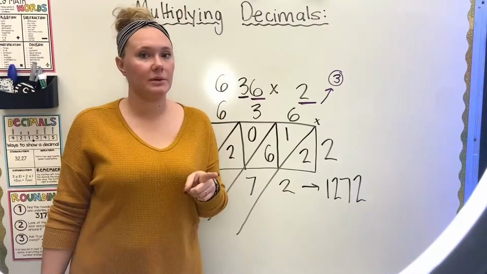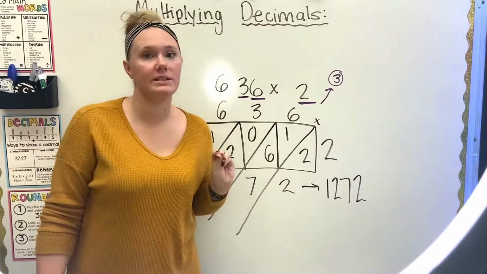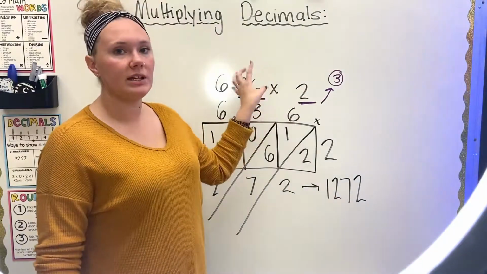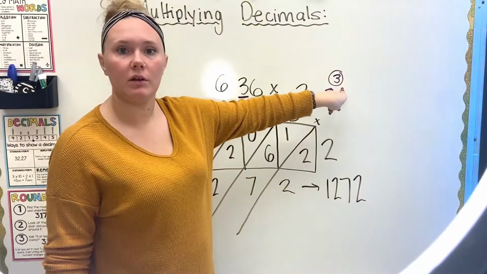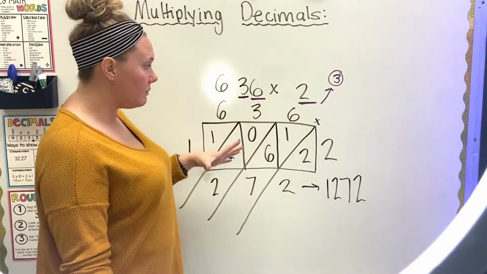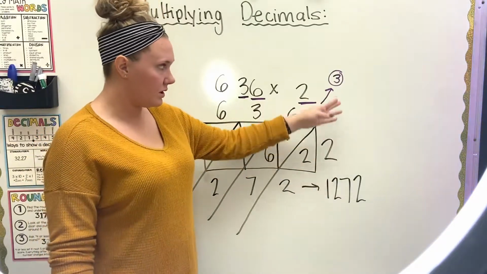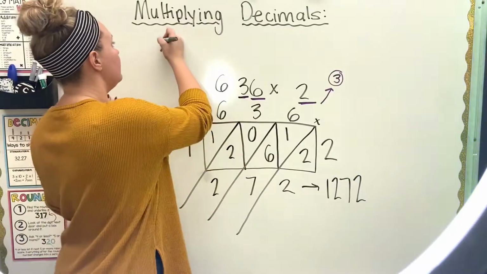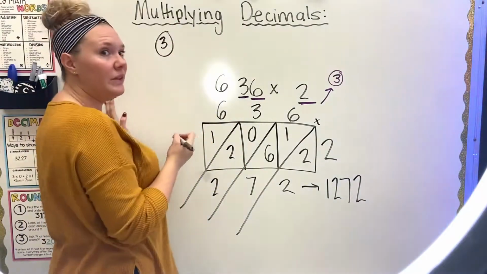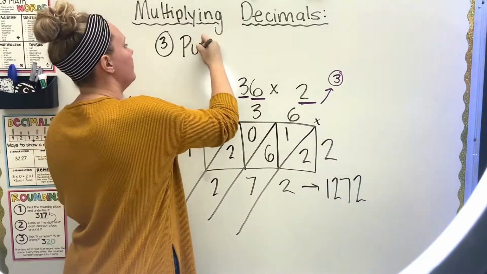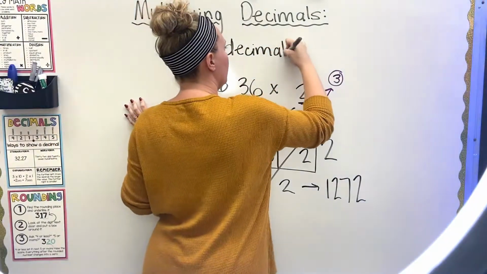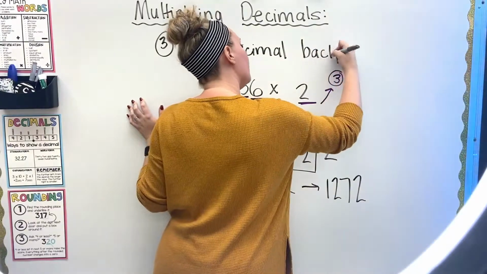Okay, now I'm going to talk about step number 3, because like I said, there are 3 steps to multiplying decimals. So we've done the first one, look to see how many decimal places, then take them out and put them in our little holding bubble. We've done the second one, which was multiply as normal. Now the third step is put the decimal back in.